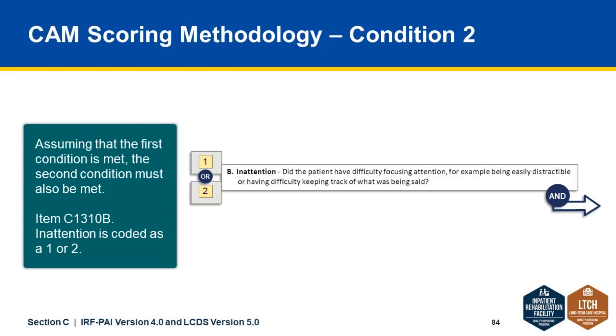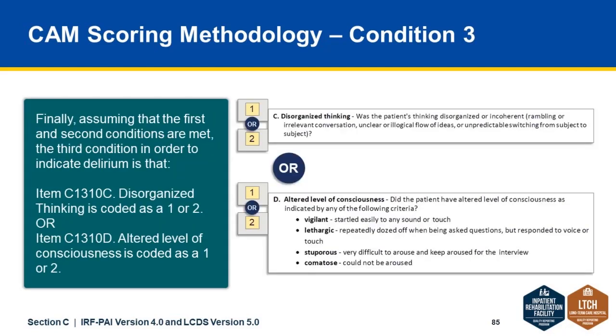Condition 2, assuming that the first condition is met, the second condition must also be met. And that is that item C1310B, inattention, is coded as a 1 or a 2. And then condition 3, finally assuming that the first and second conditions are met, the third condition in order to indicate delirium is that item C1310C, disorganized thinking, is coded as a 1 or 2, or item C1310D, altered level of consciousness, is coded as a 1 or 2. With all 3 conditions applying, an indication of delirium could be considered.